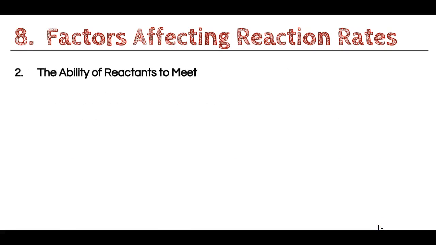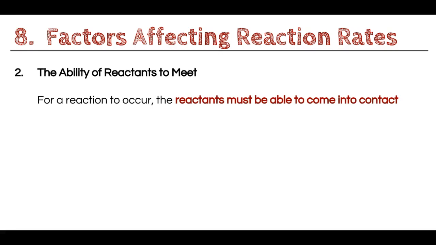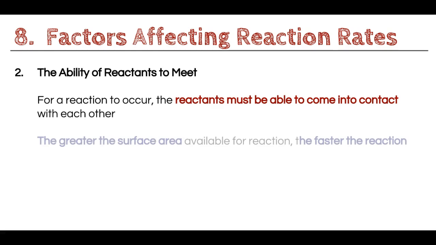Okay, a second and very important factor is the ability for those reactant molecules to come into contact. In order for a reaction to happen, they have to be able to meet. And so the more readily that they can do that, the quicker the reaction will be. In general, we say that the greater the surface area available for the reaction, the faster the reaction. Of course, this applies primarily to cases where we are looking at solids.